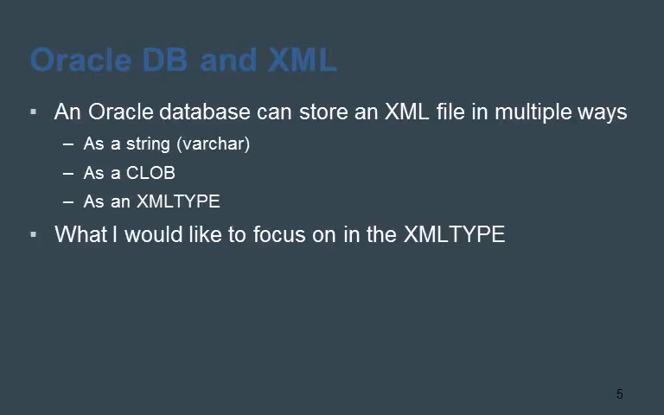Next up, we need to talk about the database. An Oracle database can store an XML file in a couple different ways. It can store it as a string, right? So if you just want to have the entire XML as a string, that's one way. It can store it as a CLOB, which basically is just the bytes that make up the XML file, or it can store it as an XML type.